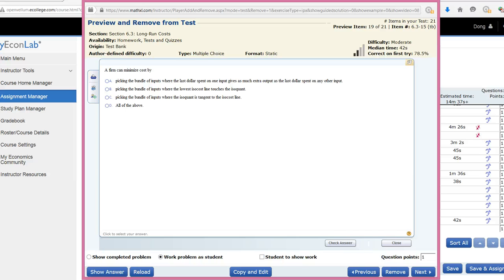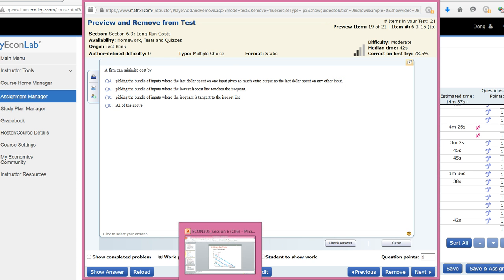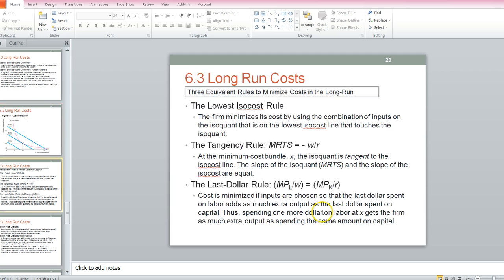This is question number 19 of quiz 7 for chapter 6. A firm can minimize cost by picking the bundle of inputs where the last dollar spent on one input gives as much extra output as the last dollar spent on any other input. This is correct. This is basically the condition we saw in the book and on the PowerPoint slides, and that's the last dollar rule.